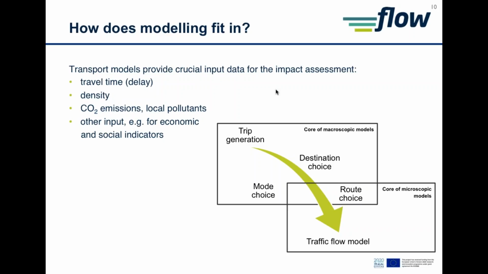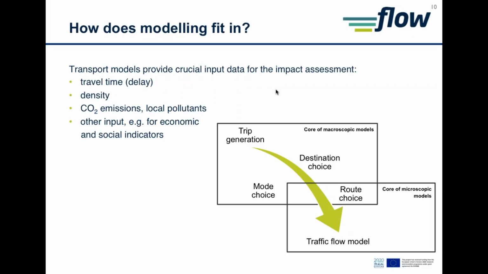Basically, because transport models provide input data for the impact assessment, you can calculate travel time, and as a consequence of travel time you can calculate delay and density, those two performance indicators. But based on those performance indicators you can also calculate other impact indicators such as CO2 emissions, local pollutants, economic and social indicators. So that's the role of modeling within Flow.